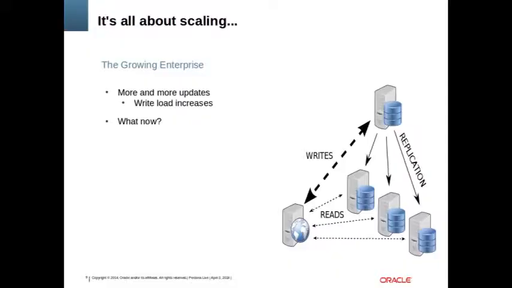So now you have an application that is working fine, you manage to scale your reads, you have done nothing about the writes, and you suddenly find out that your write load has increased. So your server is basically hit by a large write load, but you managed to scale your reads.